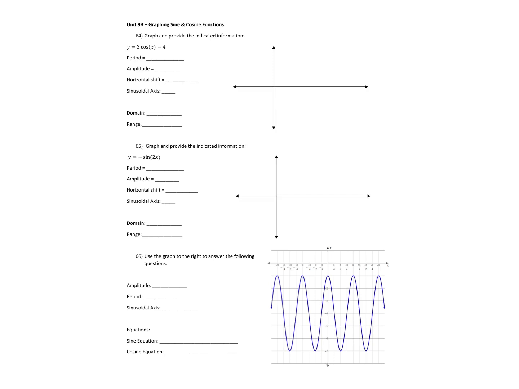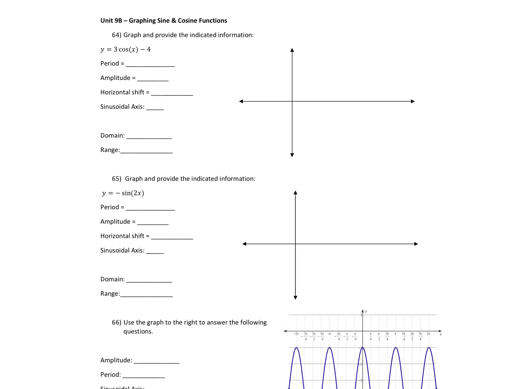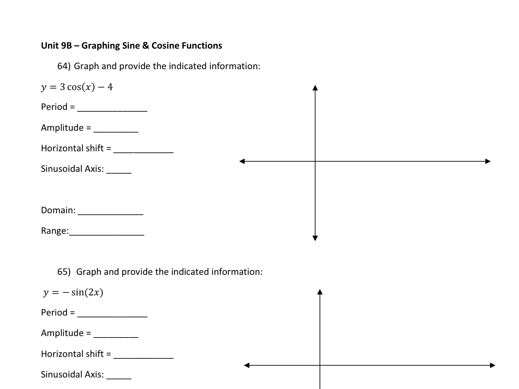In this video, we are going to go over the 9B section of the review packet. So first, we're going to review some graphing. So my A is 3, my B is 1, I have no C value, and my D is -4. So my period is 2 pi divided by B, which will be 2 pi divided by 1, which is 2 pi. My amplitude is 3.